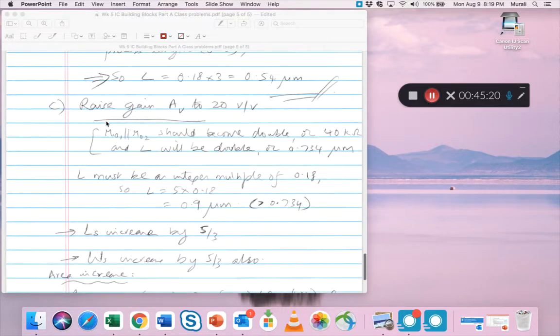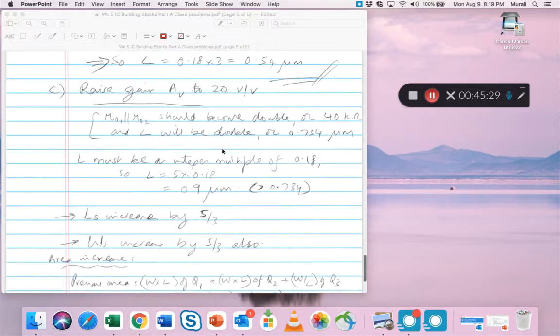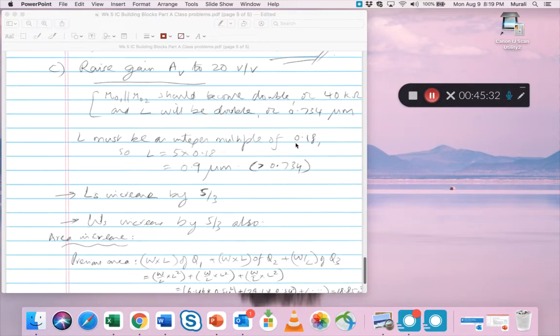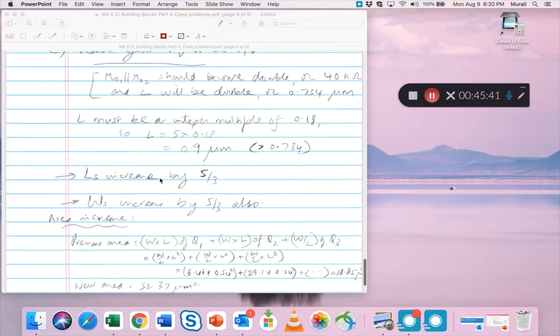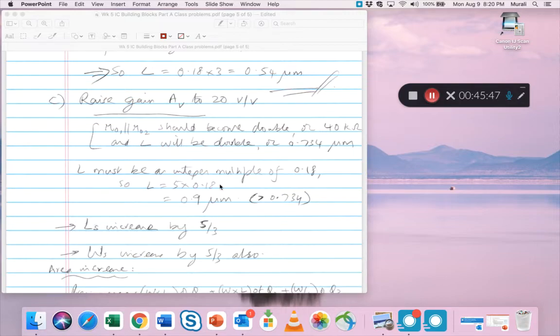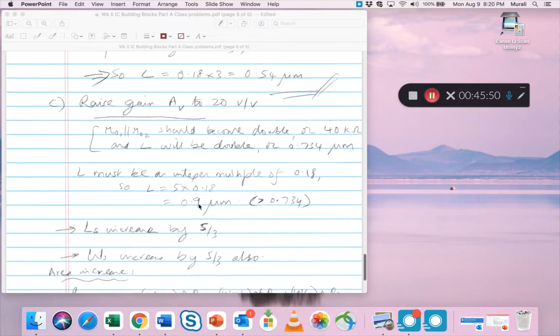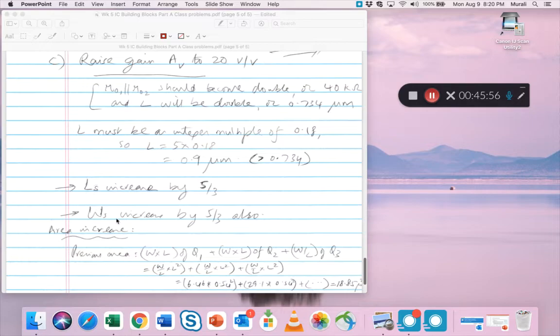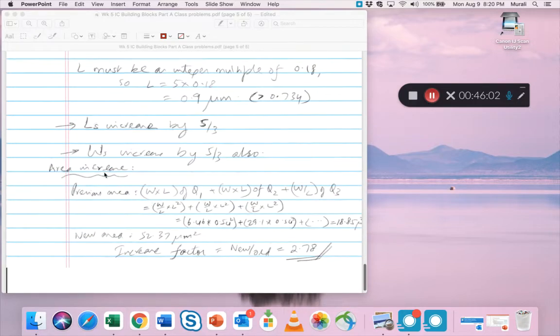Then for part C, to raise the gain to 20, this parallel combination of resistances should double. So L will also double. L must be an integer multiple of 0.18. So you need to be 5 times this. So L now becomes 0.9. So all the L's increase by 5 by 3, right? They were previously 0.54. Now they are 0.9. So they've gone up by 5 by 3. W's also have to increase by 5 by 3 because W by L we need to keep constant. We are not allowed to mess with that, right?